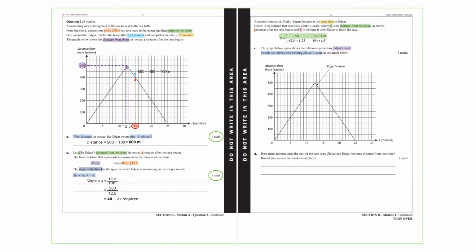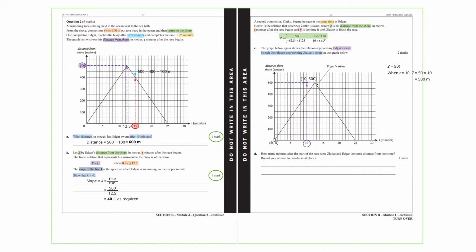Let's start with the first branch of this function. For time between 0 and 10, Z equals 50t. When t equals 0, Z equals 0. Notice that this point is an open circle because this point is not part of the domain. When t equals 10, Z equals 50 times 10, which is 500. So we have a second point with coordinates 10 and 500. We can now draw the first branch of this function.